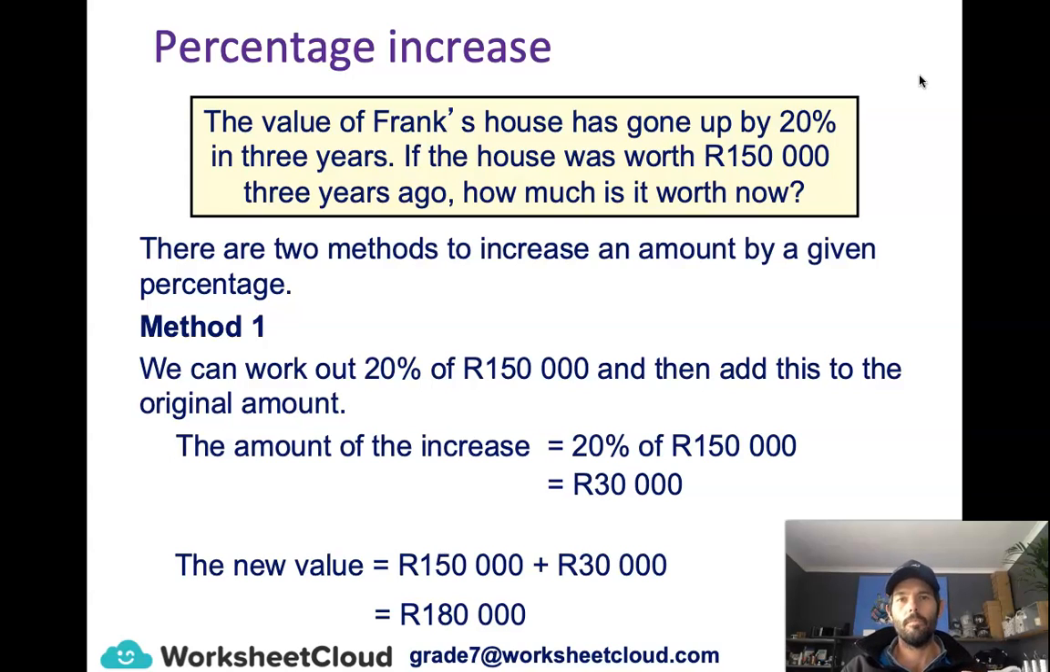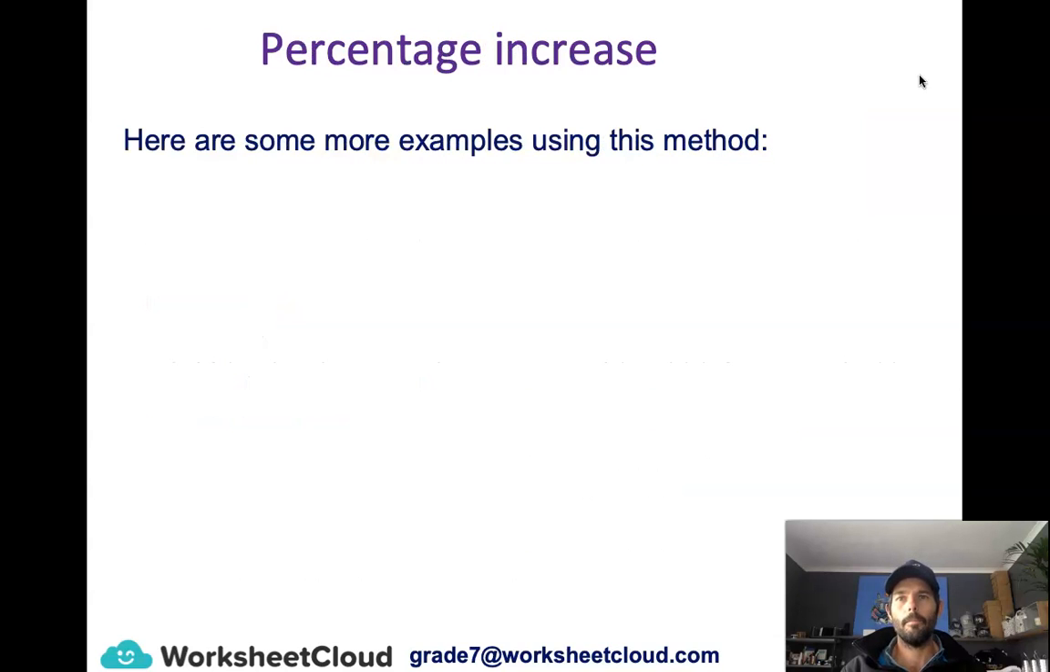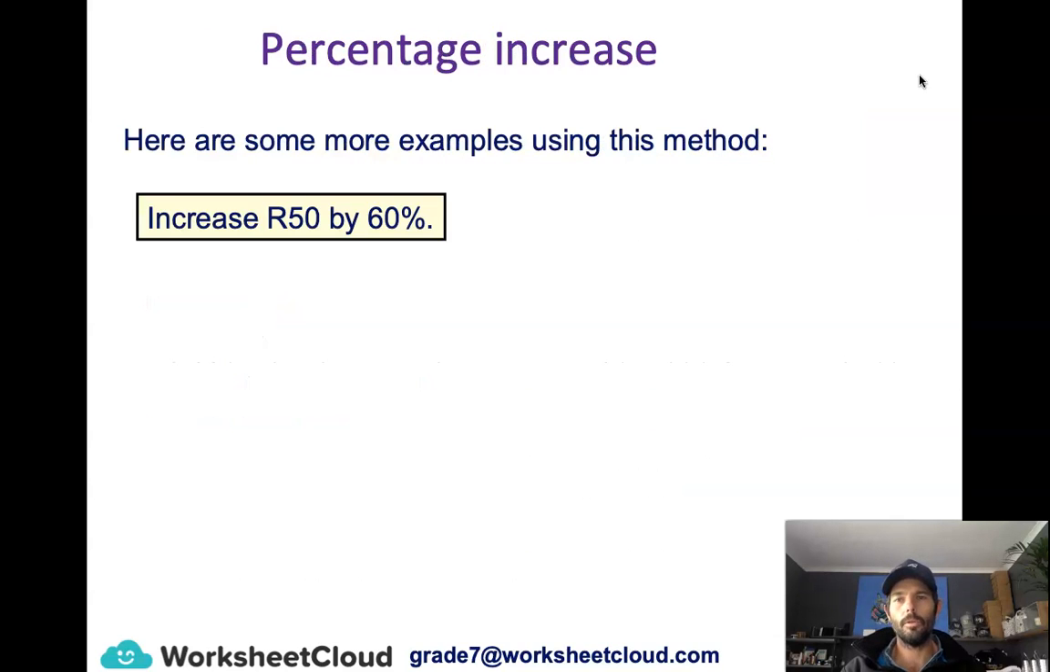So the value of his house now is 180,000. Okay, so here are some examples. Here's an example that I'd like you to try by yourself. Give it a shot. We're going to work through 4 examples here. Go give this a shot and then we'll come back and see how you did.